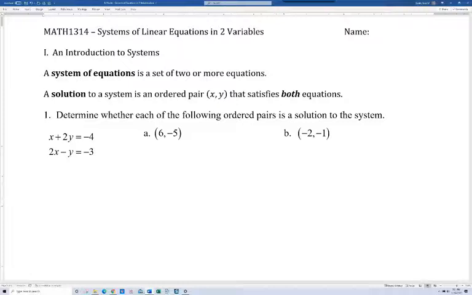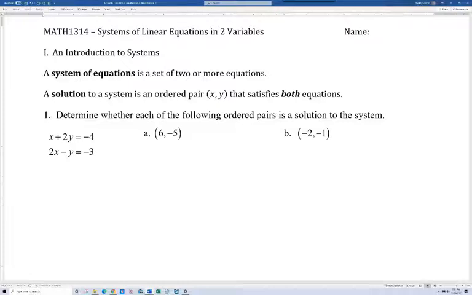It says a system of equations is a set of two or more equations. Now, the ones we're going to focus on will be two equations and two variables, at least for now. Later on, we'll get up to three equations and three variables, and those are the ones that we'll focus on the most. It says here a solution to a system is an ordered pair that satisfies both equations. In other words, when you plug in the x and y value into both equations, it's going to make each of the two equations true.